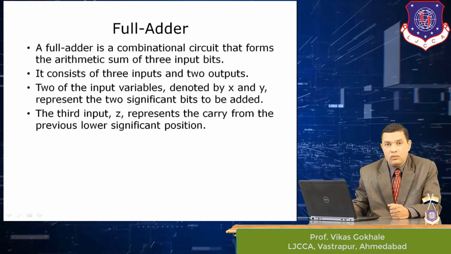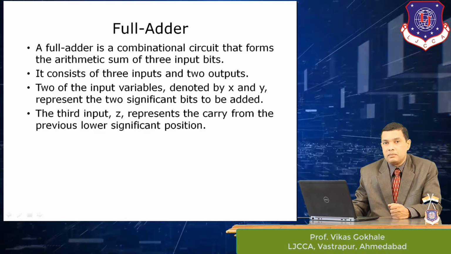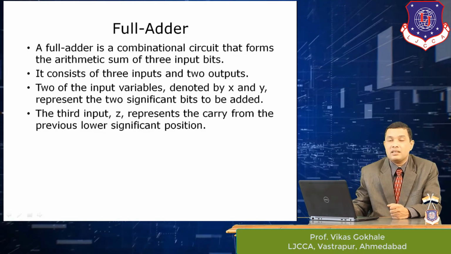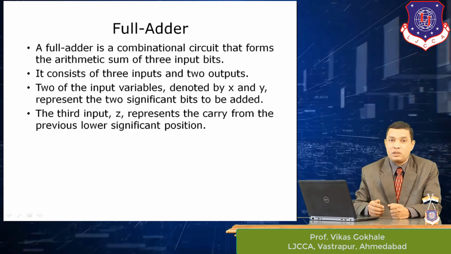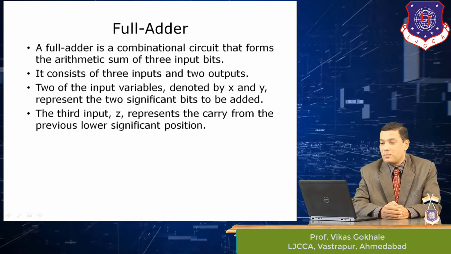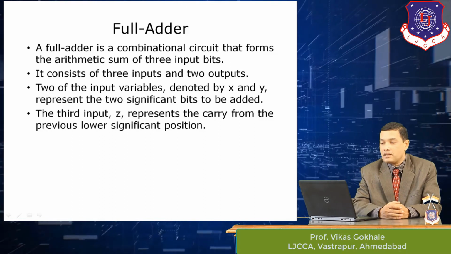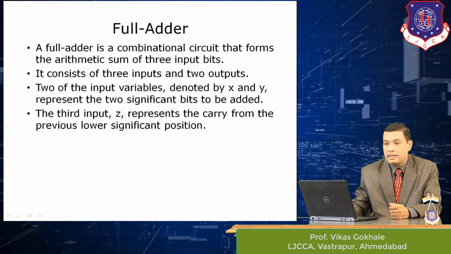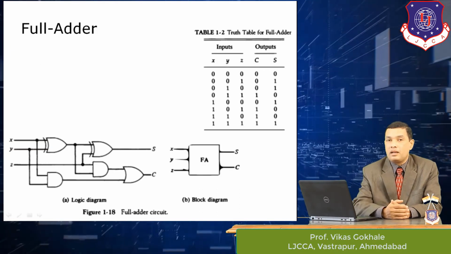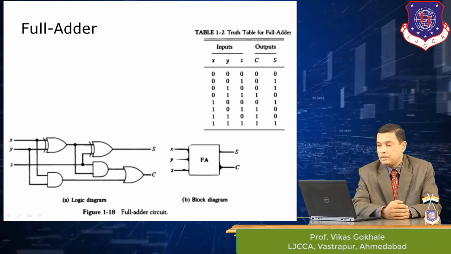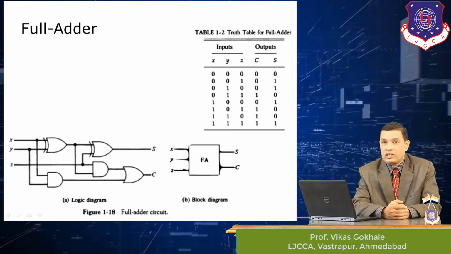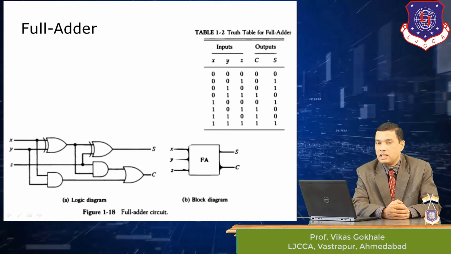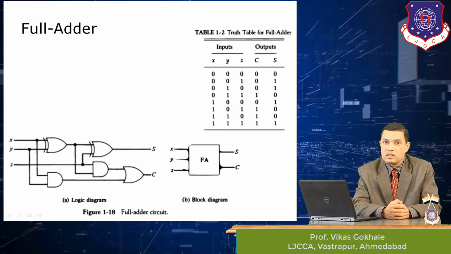Here x and y are the traditional basic input bits, and the z, the third input bit, is the carry of the previous operation, the previous 2 bits addition. So here the z input represents the carry from the previous operation. Let us see its truth table. Interestingly, if there are 3 bits, there are 8 combinations. X and Y inputs are the conventional basic inputs, while Z is the previous carry input.